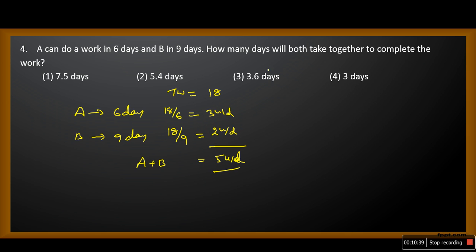How many days will both take together to complete the work? Simply, the number of days required is equivalent to total work divided by work done per day. What is the total work? 18. What is the work done per day? A and B together, 5 units per day. On simplification you will get 3.6 days. So the answer is option 3.